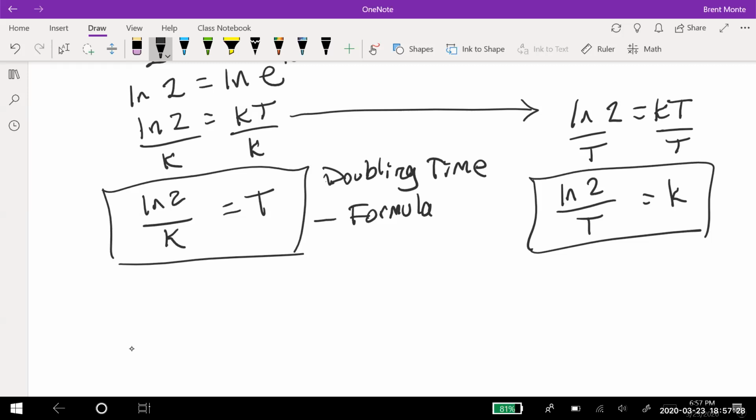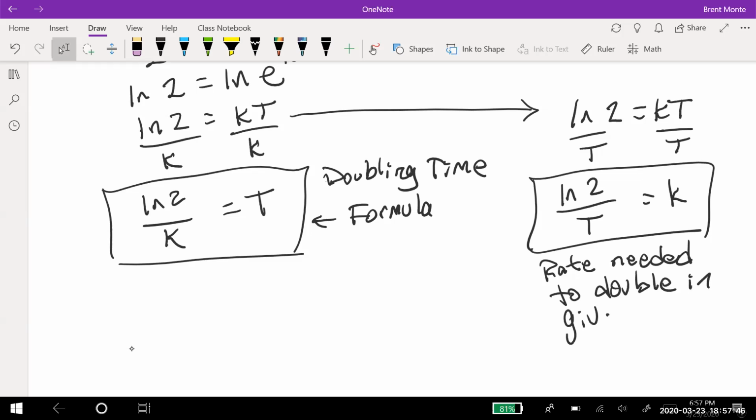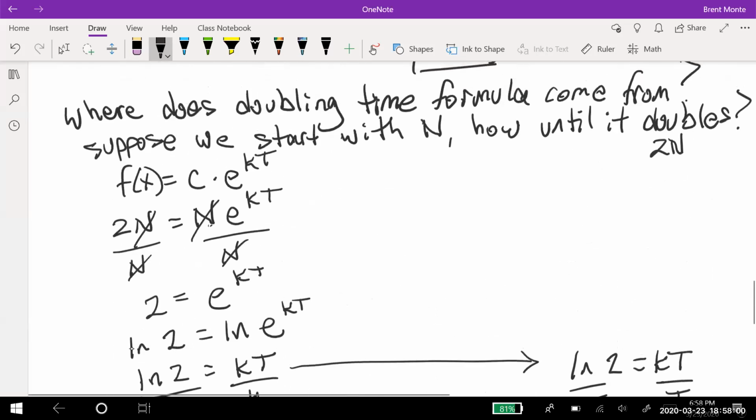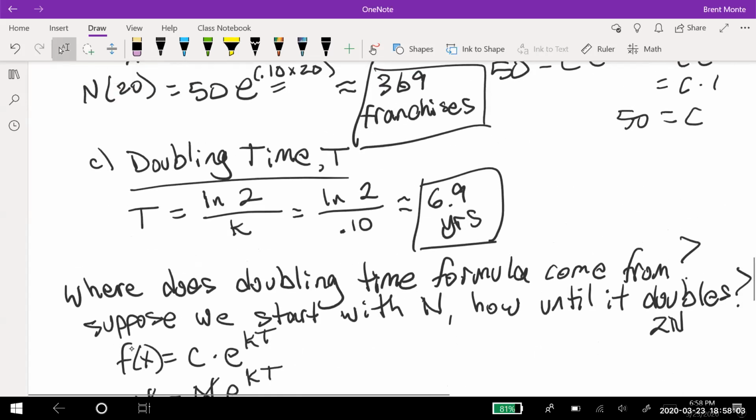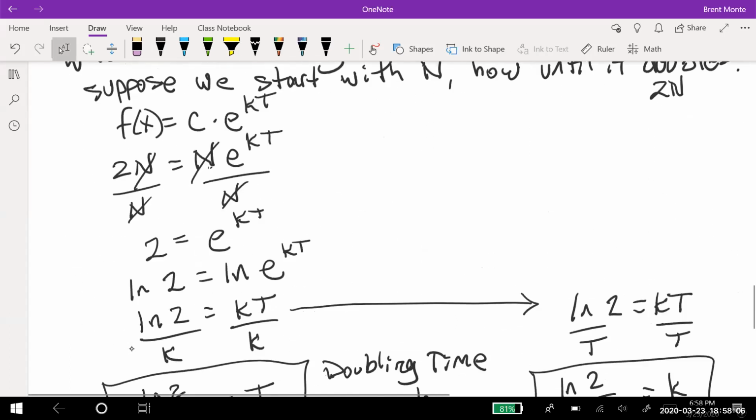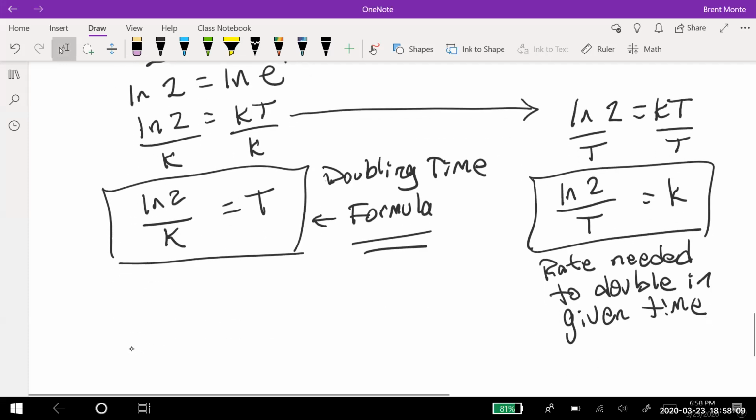So this one's doubling time formula. That's how I'd find time. It's just ln of 2 over k. This one would be rate needed to double in given time. So I use this if I know the time and I'm looking for the rate. I use the doubling time formula if I know the rate and I want to know the time. So either one, notice it's just ln of 2 divided by the other one. But that ln of 2 divided by t, that's what I was using right here. ln of 2 divided by k, that's t. So that's where that came from.